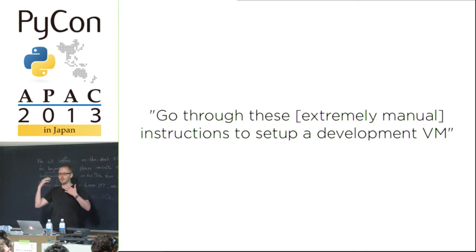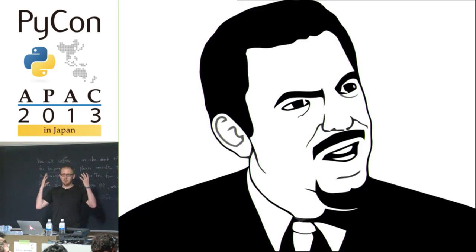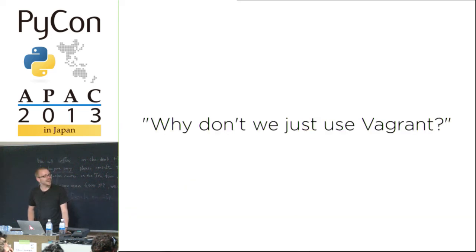It says, open VMware, click new, run some scripts, copy in an SSH key. It was all very manual, right? And my face was immediately like, what? Dropbox has 150 engineers, and nobody had really solved this problem, right? I instantly reacted like, why don't we just use Vagrant? Is everybody familiar with Vagrant? It's a tool that scripts virtual machines. Anyways, a lot of people at Dropbox were not familiar with that.